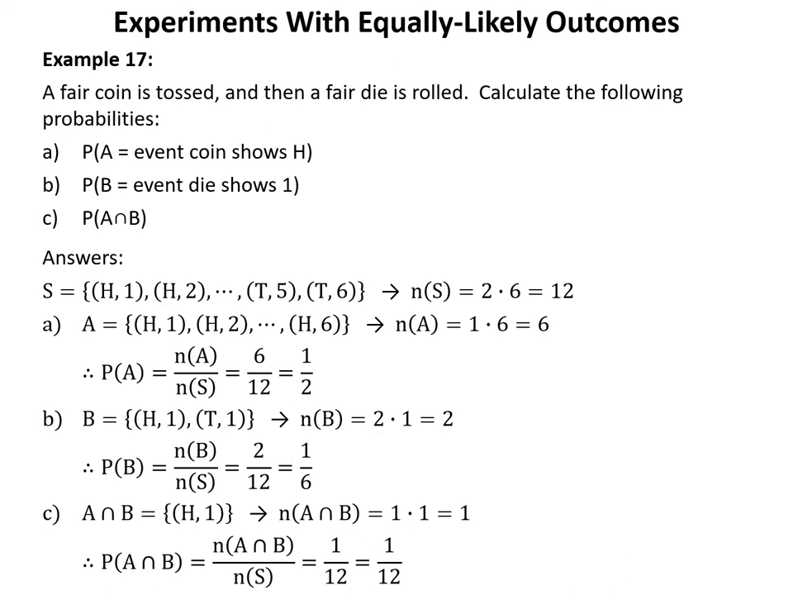And finally, to get the probability of A intersection B, we're looking for the probability of the event that both the coin shows heads and the die shows a 1. And of course, that can only happen one way, which is if you get heads and then a 1. So the number of outcomes for that event is 1. And so the probability of A intersection B equals 1/12.